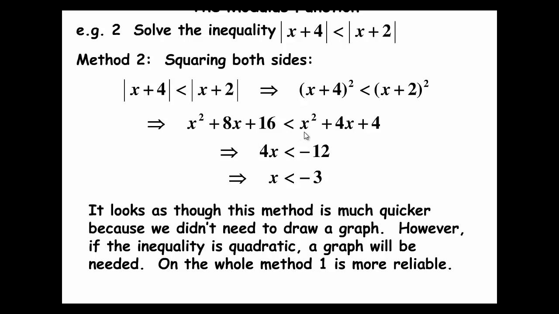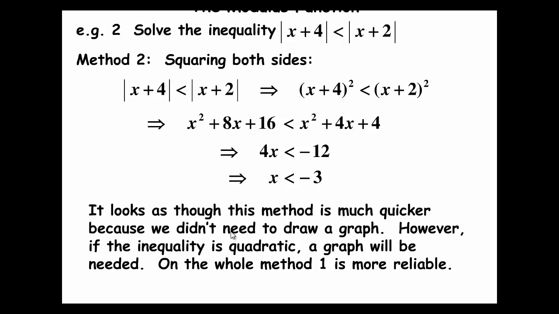Subtract x squared from both sides. Subtract 4x from both sides, leaving just 4x on the left, and then subtract 16 from both sides to leave just the x term on this side, and we end up with 4x is less than minus 12. Divide both sides by 4 and we get x is less than minus 3.